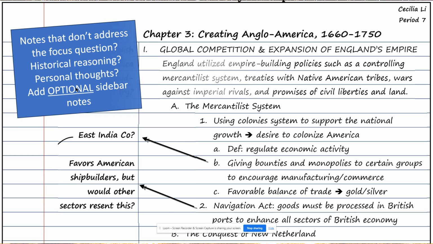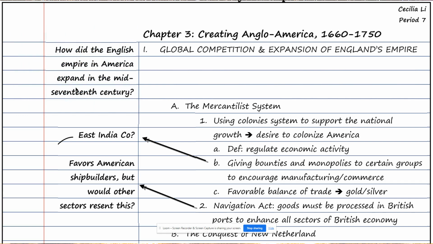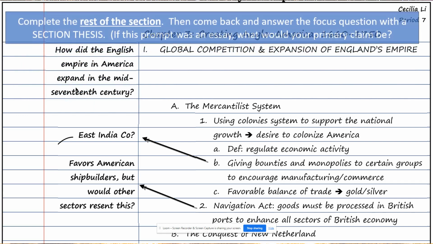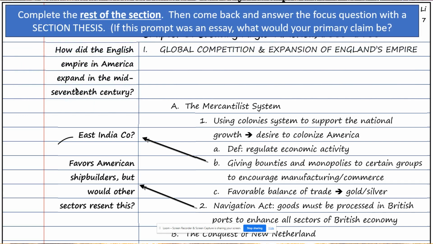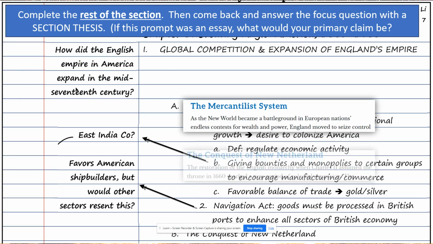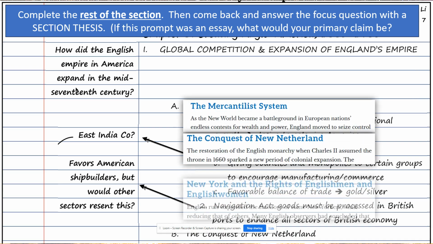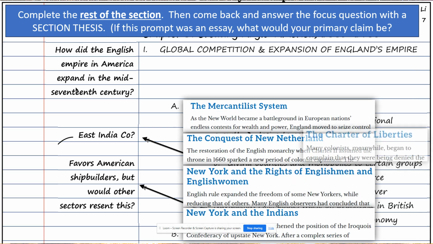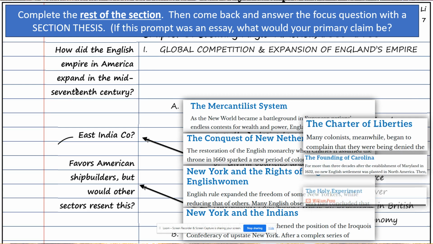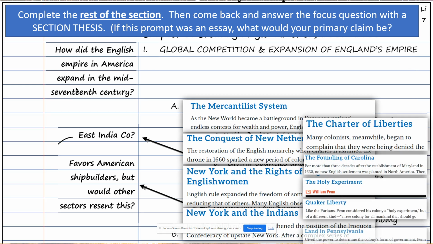All right. Okay, so from there, once you have each of the sections done, so again, complete the rest of the section. Okay, so you've got others that are coming up. So from there, you've got the mercantilist system. The next set of questions include the conquest of New Netherlands, New York and Indians, Charter of Liberty. So there's a lot of little subsections. Okay, that exists.